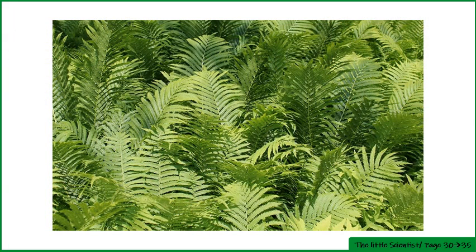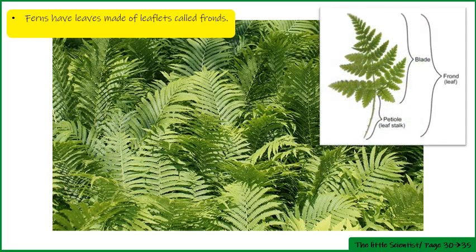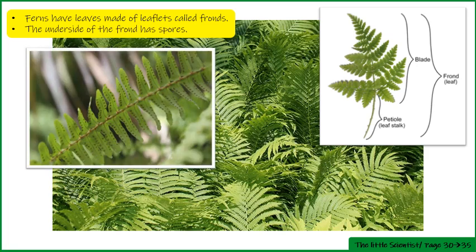Ferns. This picture shows a fern plant. Fern plants have leaves. These leaves are made of smaller leaflets that we call fronds. So this is a frond. The backside of a frond has spores.